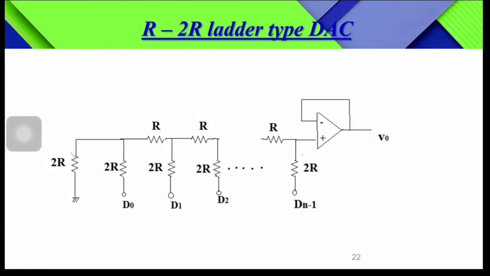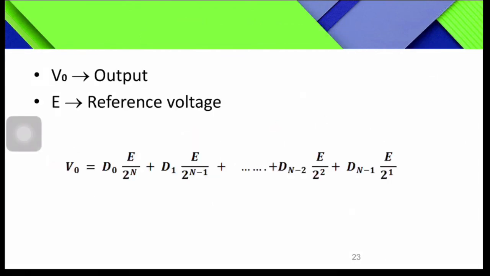The output voltage of an n-bit DAC can be expressed as V0 is equal to D0 E by 2 raised to n plus D1 E by 2 raised to n minus 1 plus etc. plus Dn minus 2 E by 2 raised to 2 plus Dn minus 1 E by 2 raised to 1, where V0 is the output voltage, E is the reference voltage, D0, D1, etc. Dn minus 1 is the n-bit binary input.